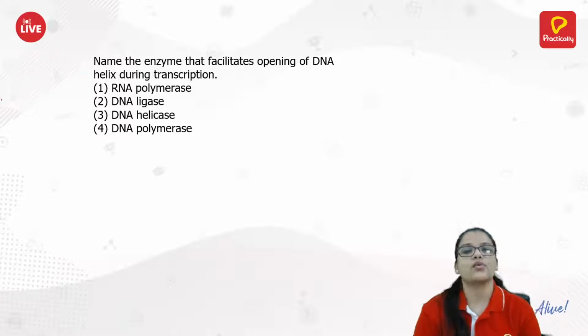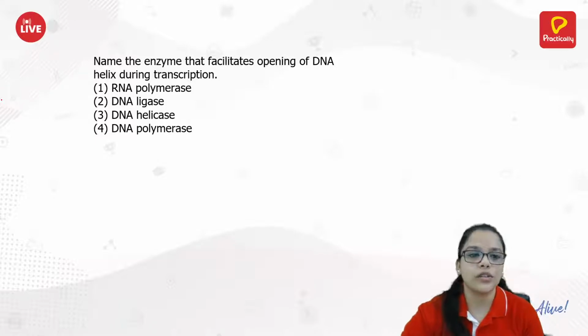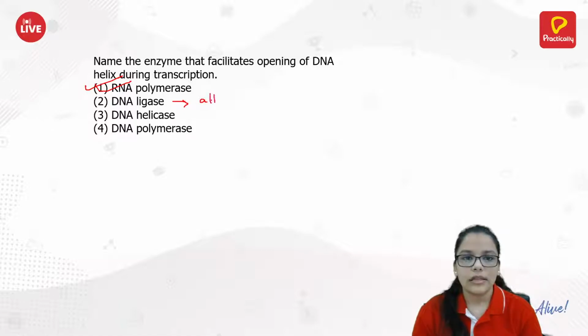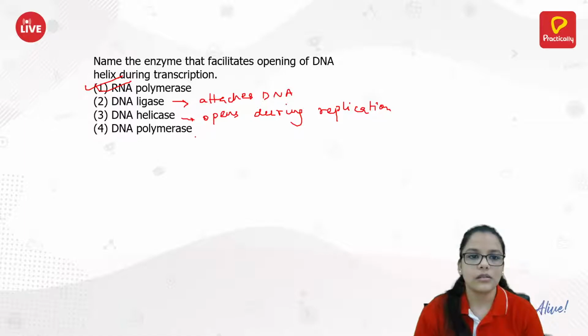Name the enzyme that facilitates opening of the DNA helix during transcription. The answer is RNA polymerase, which facilitates it. DNA ligase just attaches or links DNA. DNA helicase opens during replication. DNA polymerase also works during replication. So the answer is RNA polymerase.